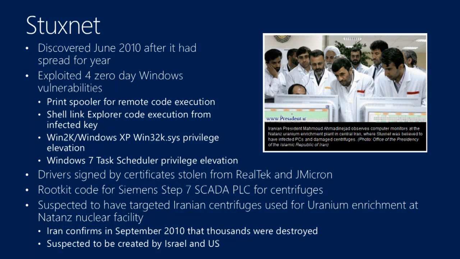It was incredibly sophisticated because it had 4 Windows 0 days, 2 to spread remotely, 2 to gain admin privileges on systems where it came in as a standard user. It had a rootkit that infected the Siemens Step 7 programmable logic controllers, the same ones used to control these centrifuges in Iran, caused them to spin at variable rates and burn out, and obviously produce bad enriched uranium.